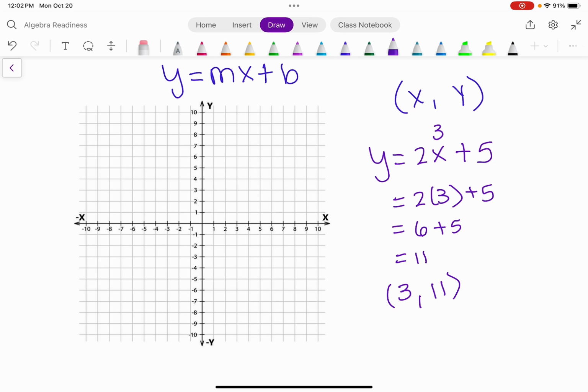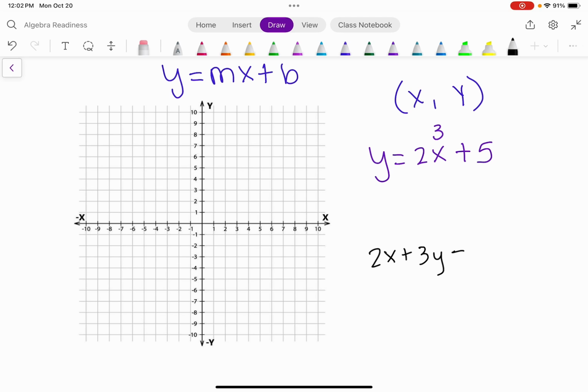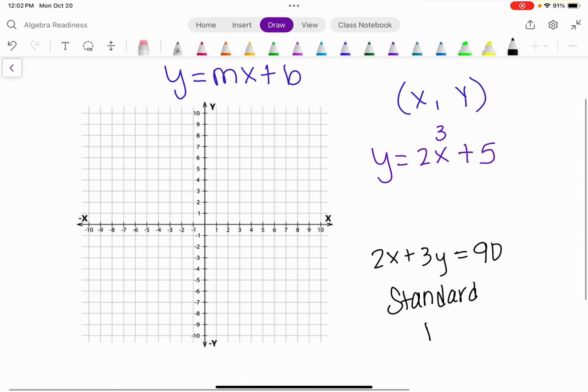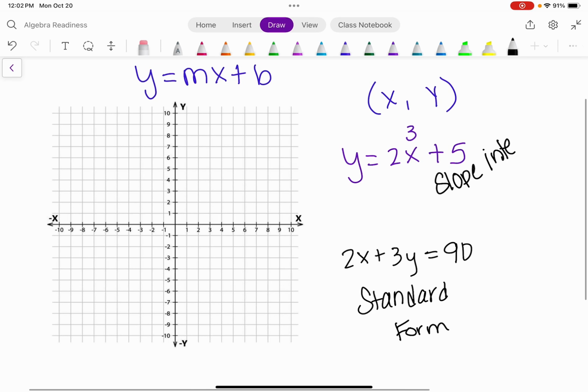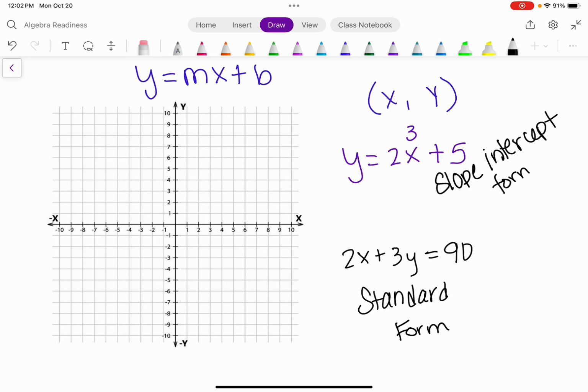2x plus 3y equals 90 is another linear equation because it would have a graph that is a straight line. So 2x plus 3y equals 90 is still linear, but this is in standard form. And most of the time, when we've looked at linear equations, we've looked at our slope-intercept form, our y equals mx plus b. So we just have different forms, but they're both linear.